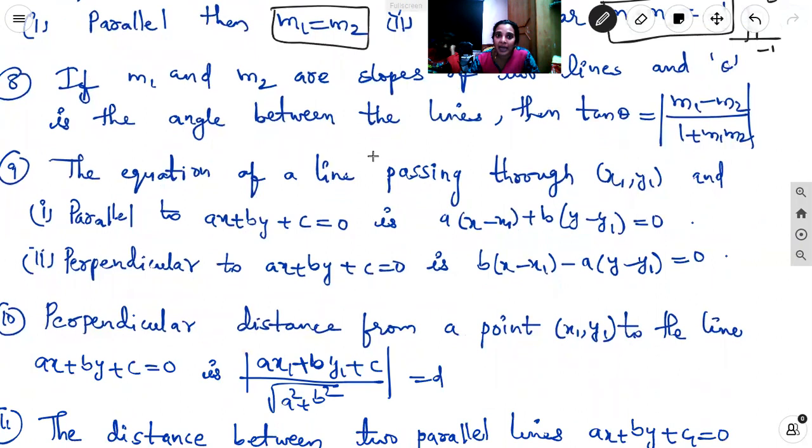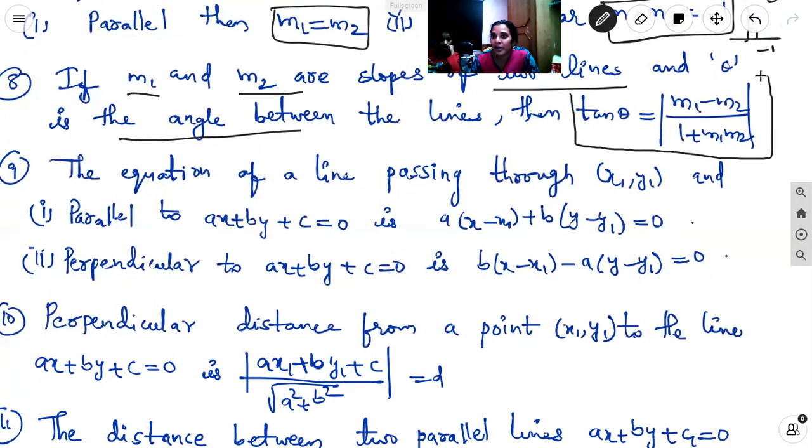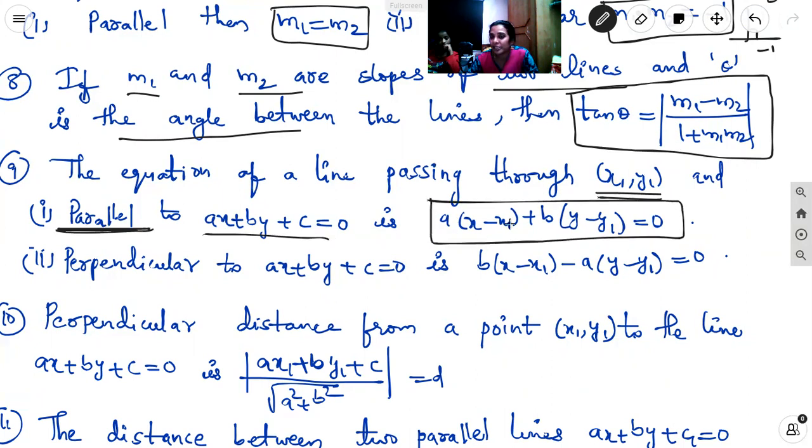If we know the slopes of the two lines, how to find out the angle between the two lines: tan theta is equal to modulus of (m1 minus m2) by (1 plus m1 m2). That indicates the positive. The equation of the line passing through (x1, y1) and parallel to ax plus by plus c equal to 0 is a into (x minus x1) plus b into (y minus y1) equal to 0.